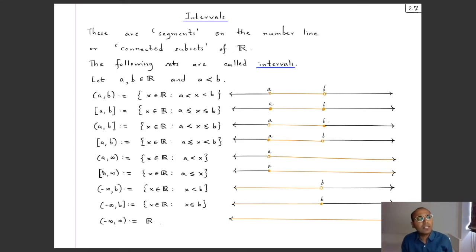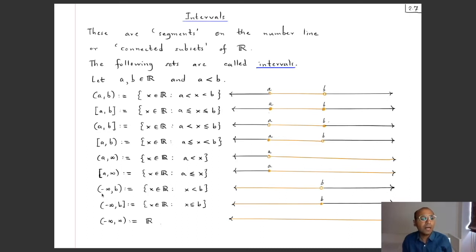And similarly we can have square bracket A comma infinity to mean the set of all x's in R such that x is bigger than or equal to A. So now again we are looking at all the x's which are bigger than A, and A is allowed in the set also because x is allowed to be A, because you have bigger than or equal to.